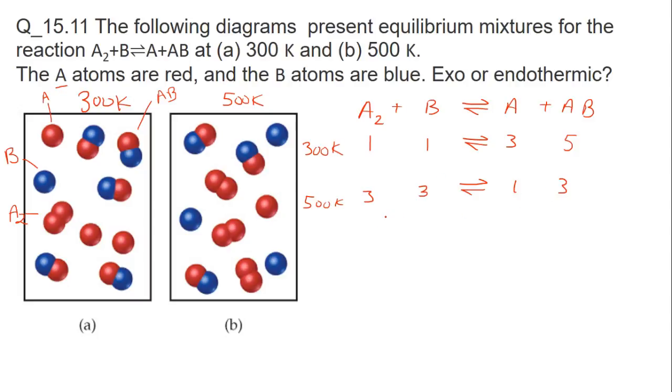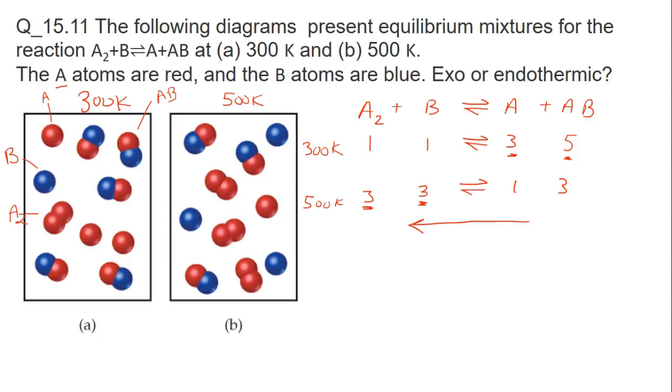And so if we look at these two reactions, where does the equilibrium lie for both of these? At 300K, we have a higher concentration of products, 3 moles of A, 5 moles of AB. At 500K, however, we have a higher concentration of reactants, 3 moles of A2, 3 moles of B. So clearly, as we increase the temperature, the equilibrium of the reaction was pushed to the left. We somehow, at a higher temperature, favored the formation of the reactants, favored the equilibrium mixture on the side of the reactants.